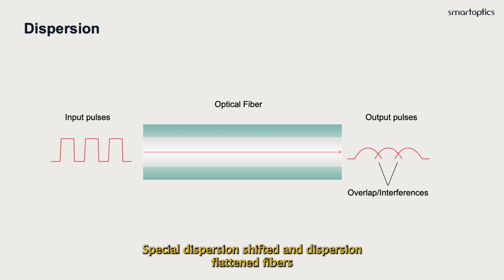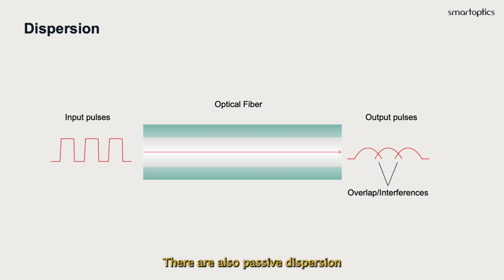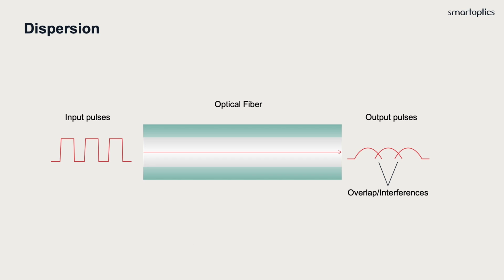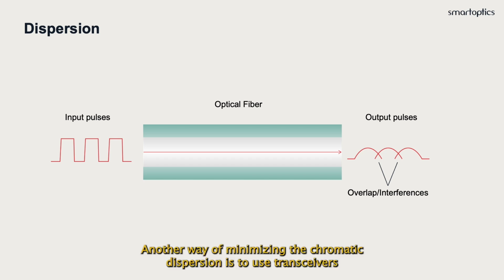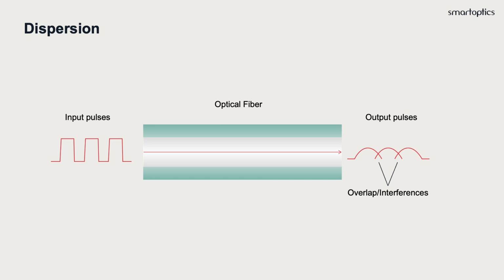Special dispersion-shifted and dispersion-flattened fibers have been developed to control the dispersion in single-mode fibers. There are also passive dispersion-compensating modules that can be installed at the end of the fiber. Another way of minimizing the chromatic dispersion is to use transceivers having laser transmitters with very precise wavelengths and thus minimal bandwidth spread. Finally, certain signal modulation techniques, such as coherent modulation, can reduce the effects of the chromatic dispersion.